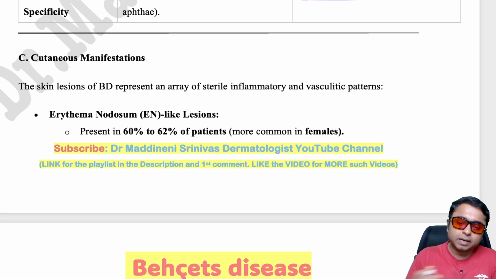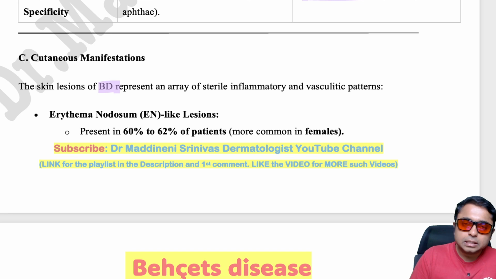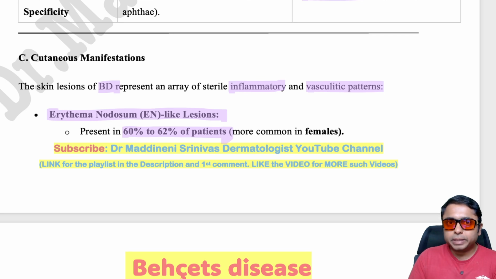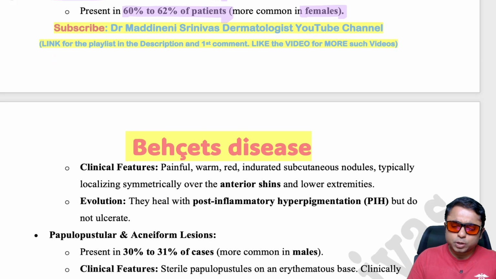Coming to the cutaneous manifestations. Skin lesions of Behçet's disease represent a spectrum of inflammatory and also vasculitic patterns. The first one we are going to see is the erythema nodosum-like lesions, which can be present in 60 to 62% of the patients, and it is most commonly seen in females. So, how does erythema nodosum present?